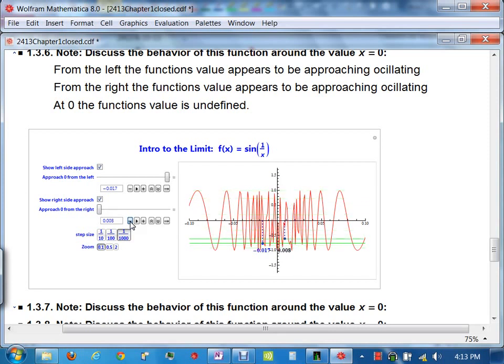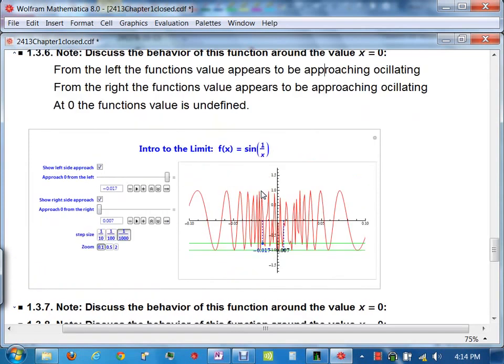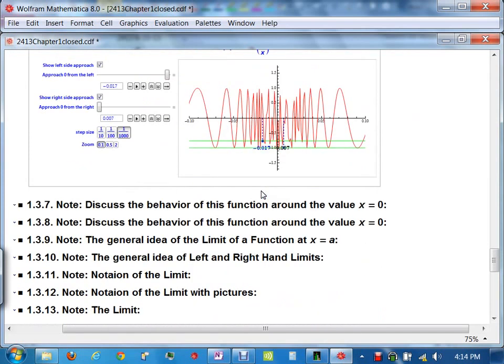So it's oscillating. So what I say here is from the left, the function's values appear to be oscillating. And from the right, the function's values appear to be oscillating. At 0, the function's value is undefined. Again, because you get division by 0. Do you all understand that picture? I mean, that's an important graph there.